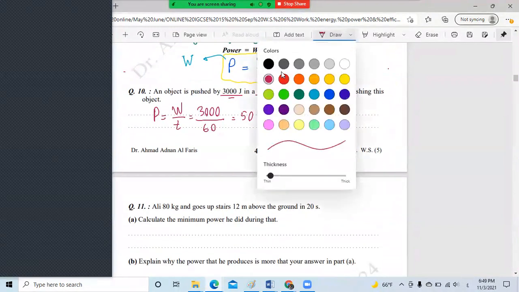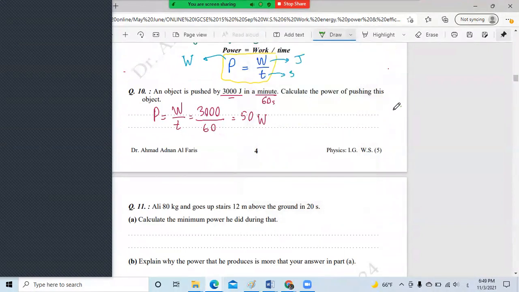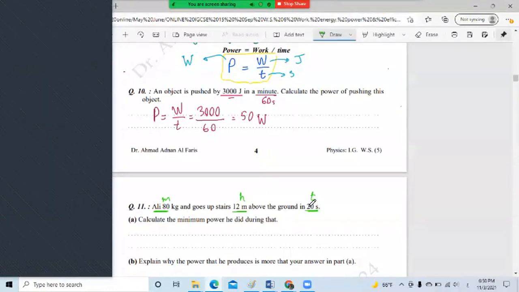Another question about a friend of Ahmad. His name is Ali. Ali is 80 kilogram, and he goes upstairs at 12-meter height. So this is the mass, this is the height, and that happens in how long time? 20 seconds. He's slow, he's not fast. 12 meter in stairs means approximately 3 floors in 20 seconds. That's an average, not too fast, not too slow. Okay, so calculate the minimum power he did during that.